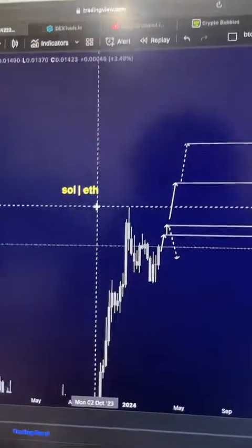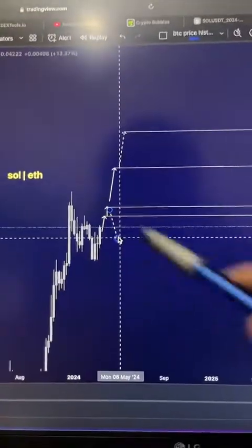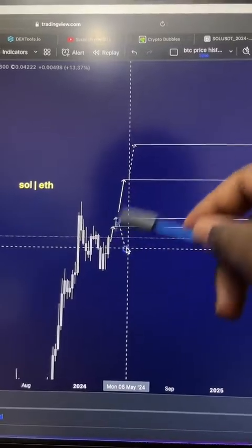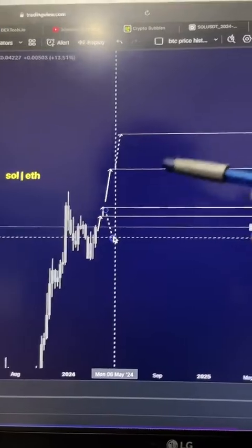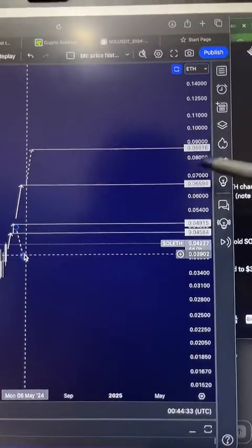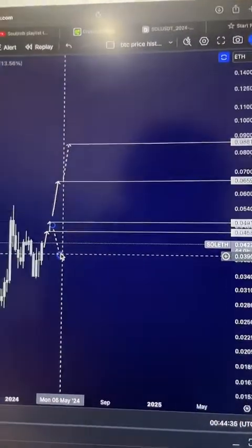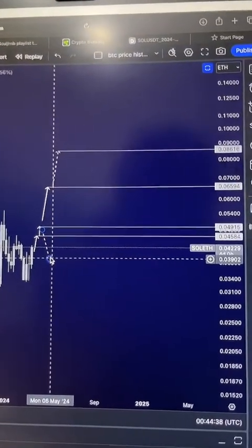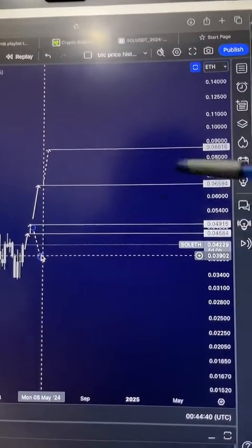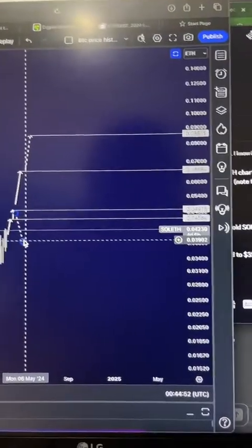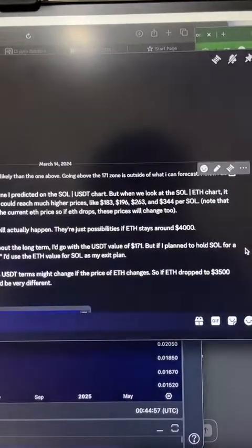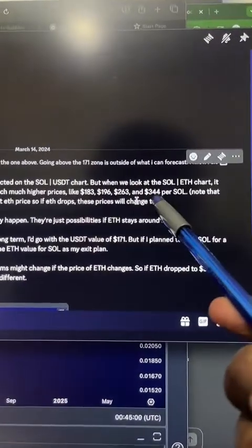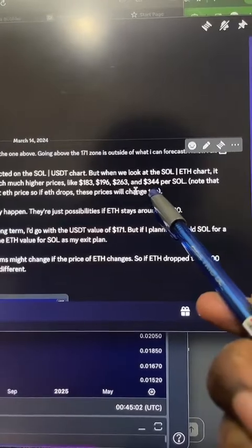These are numbers gotten from the Sol to ETH pair, assuming that this is going to follow this type of trajectory. It's not to say that it must do it, but these are just zones that you want to watch out for if you are a Sol investor and you're investing in this thing on the idea that this is the bull market. You just want to be watchful of these zones. If Sol can go to this level right here while ETH remains at 4,000, then $344 would be your exit plan actually.